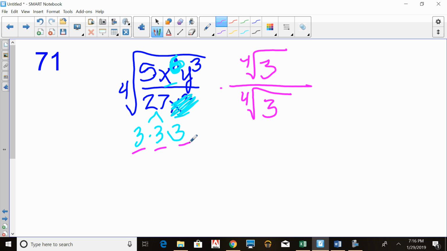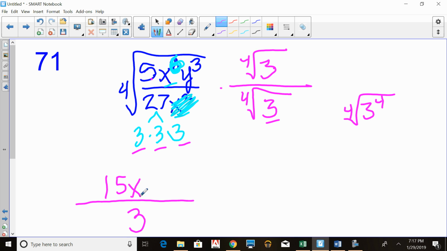Now, 3 times 3 times 3 times 3 is 3 to the 4th, and the 4th root of that is just 3. In the numerator, we have a 5 times a 3, which is a 15, x to the 6th, y to the 3rd, and it's still 4th root. And then there is no 4th root of 15, and you cannot divide the 15 and the 3 because the 15 is underneath the root, the 3 is not. So we'll just leave those two things.